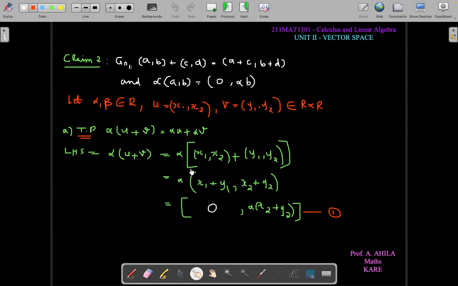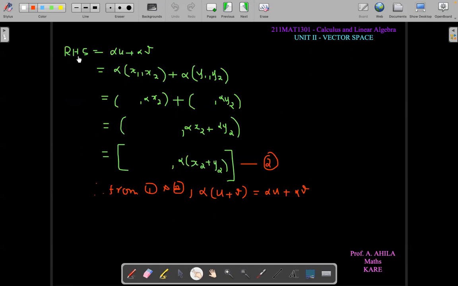Now we go for scalar multiplication. Now we multiply this alpha inside. So here we need to stick to this definition, that is, the first element goes 0. Only this alpha gets multiplied with the second ordinate. So here it is 0 comma alpha into x2 plus y2. So keep this as equation 1.